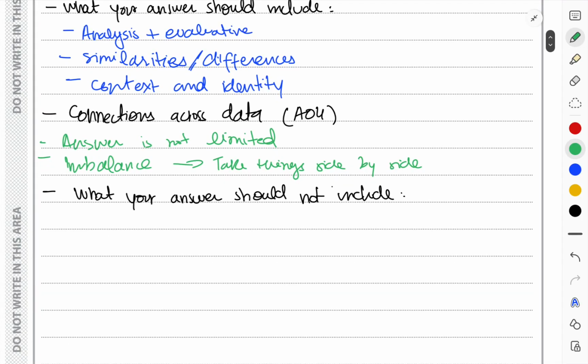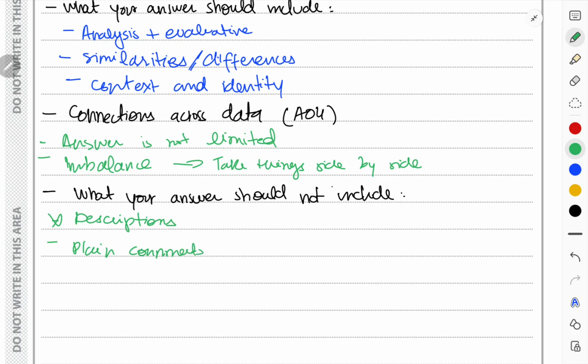We've already spoken about what your answer should not include. It should not just be descriptions. It shouldn't be 'the text says this, and the text says this, and the text shows this.' They want you to do the analysis of the text. They don't want you to just state the differences plainly. They want you to critique the texts and how they're different from each other. So you should not have just descriptions and plain, simple comments in your answers.